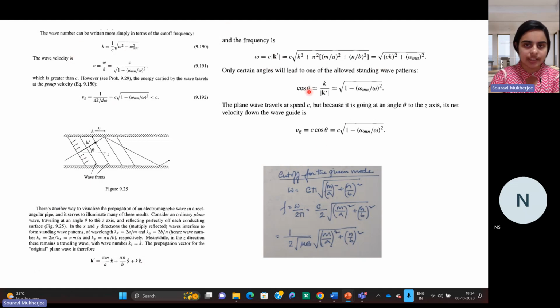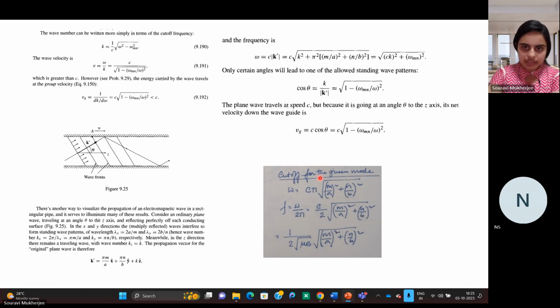So what it's telling you is that the cos theta component would tell you the effective value of the wave vector in the propagating direction, right? And that value will give you the velocity of your wave inside the waveguide. So you find the cos theta component of your wave number, and then c into cos theta is your net velocity down the waveguide. And this is less than c.